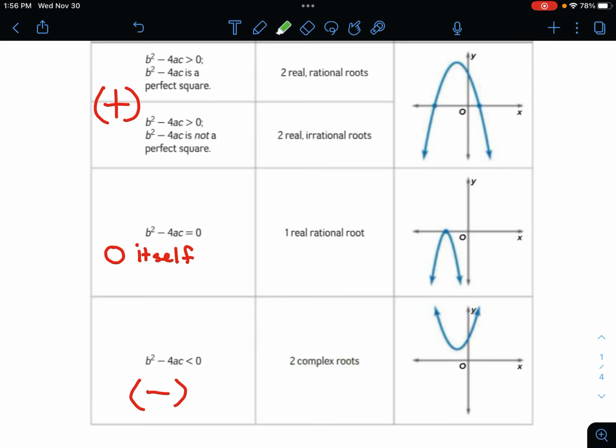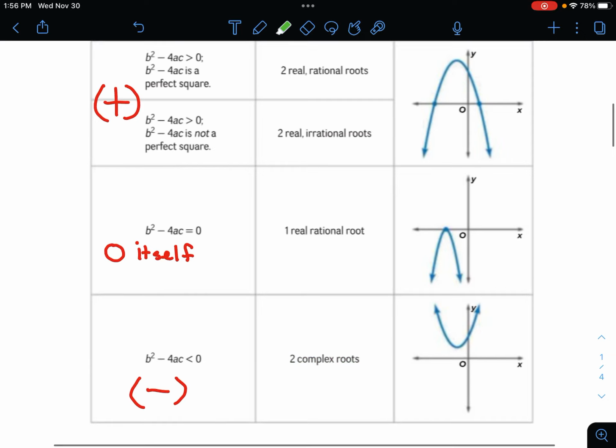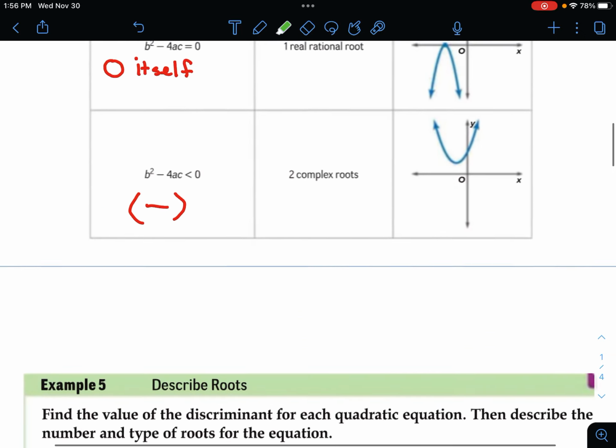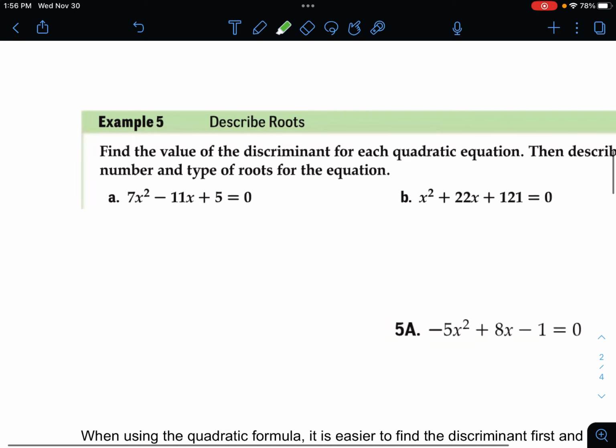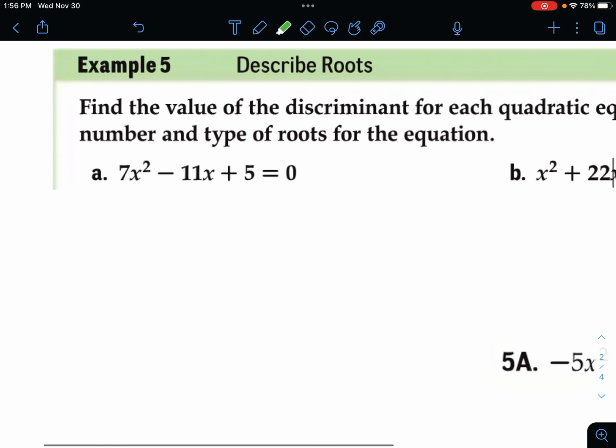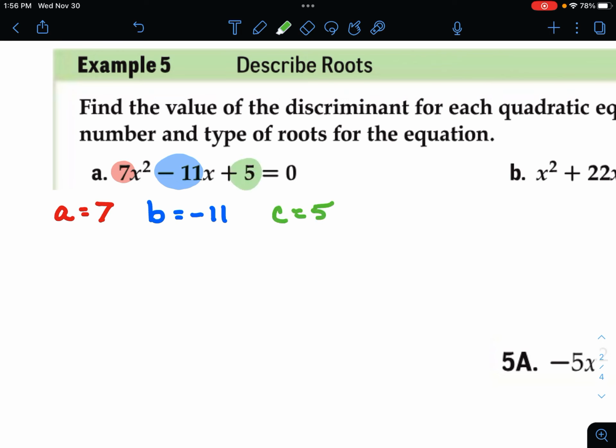So without further ado, let's look at some examples of finding the value of the discriminant and what type of root we will have. Here in example A, we have 7x squared minus 11x plus 5. Let's first identify what's the a, b, and the c. Well, first, the a is the number that's in front of x squared, so I just want to borrow the 7. b is going to be the number in front of x, so that's negative 11. And finally, c is going to be 5.